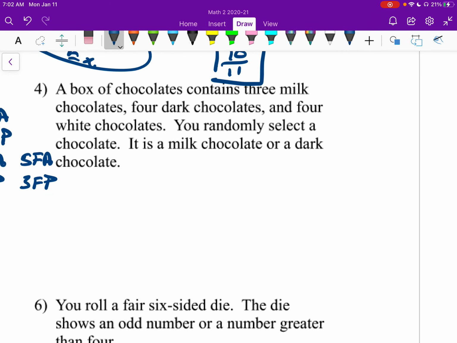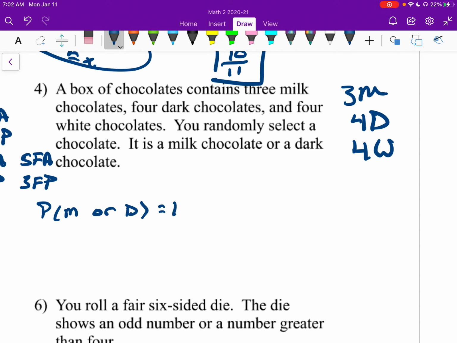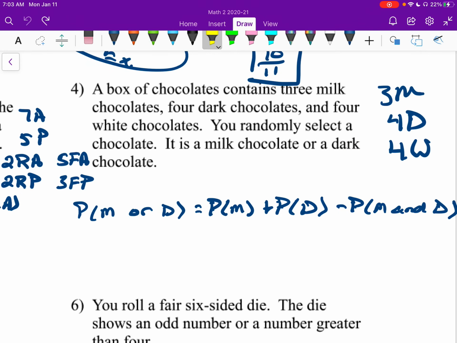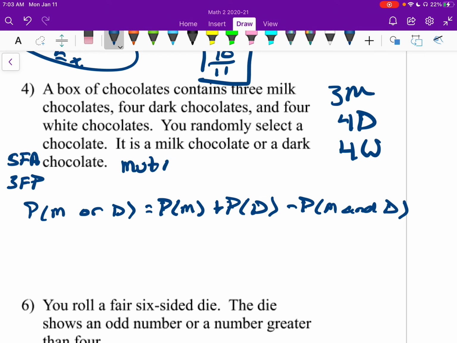Number 4, another box of chocolates contains 3 milk, 4 dark, and 4 white. You randomly select a chocolate. It is a milk chocolate or a dark chocolate. So we want to find the probability of milk or dark. That's going to be the probability of milk plus the probability of dark minus the probability of milk and dark. All right, mutually exclusive. Is this equal to 0? Do we have a chocolate that is milk and dark? And the answer is no, we do not. So this is mutually exclusive. So this guy here is equal to 0. Okay, just this piece.